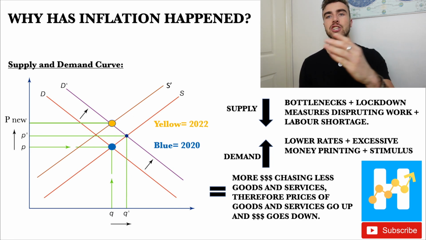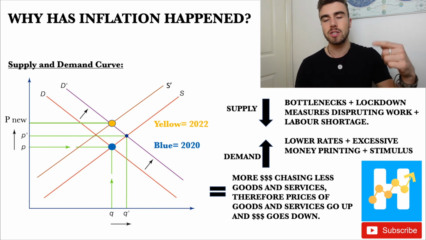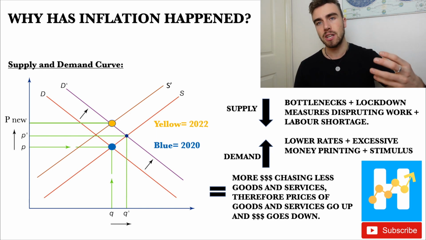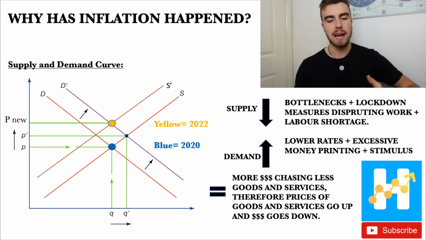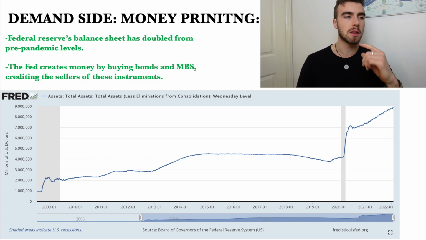You've got more and more money chasing fewer goods and services, therefore the price of the goods and services goes up and the purchasing power of the money goes down. Right, so let's start with the demand side. We're going to start with the money printing.